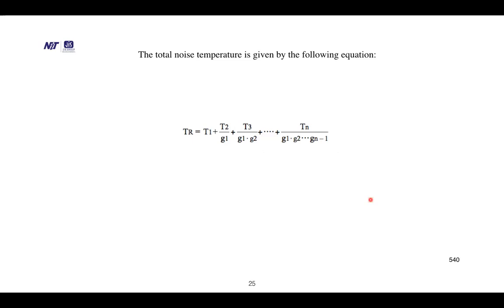The total noise temperature is given by the following equation. As we have already studied in the previous lectures, noise temperature is one of the criteria that governs the total noise in the circuit. So the total noise temperature is given by T1 plus T2 by G1, plus T3 by G1 G2, and so on.